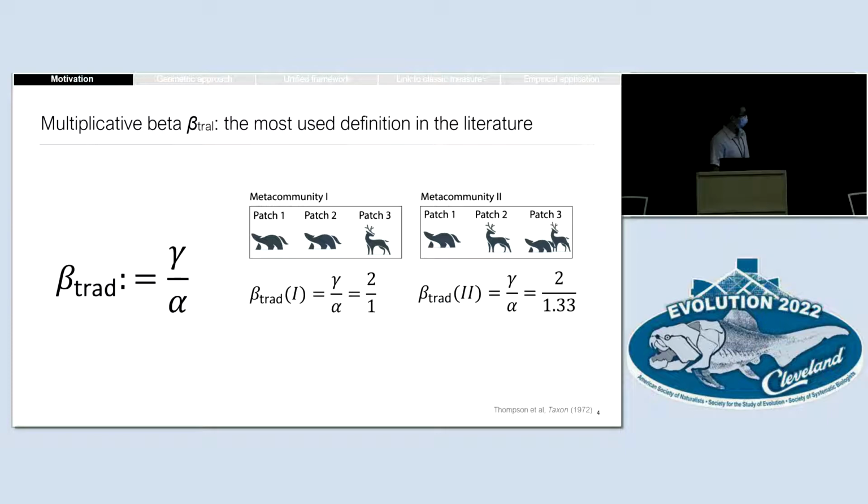And then for metacommunity 2, we can see that patch 3 actually has both species present. So now the average local diversity is going to be around 1.3. So it's very easy to tell that using this multiplicative beta, we would assign a higher spatial variation to metacommunity 1 than metacommunity 2.